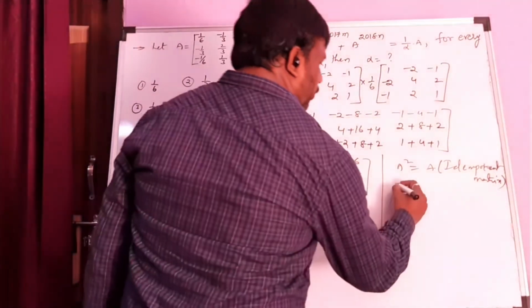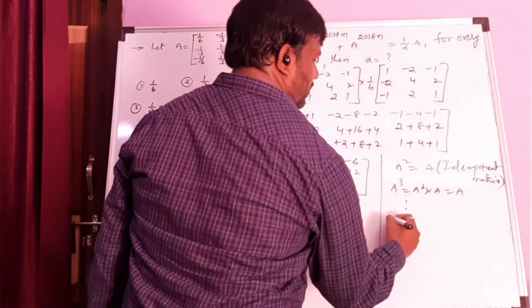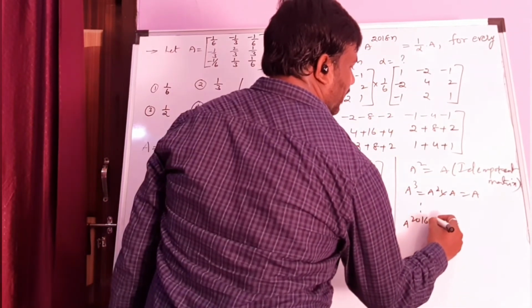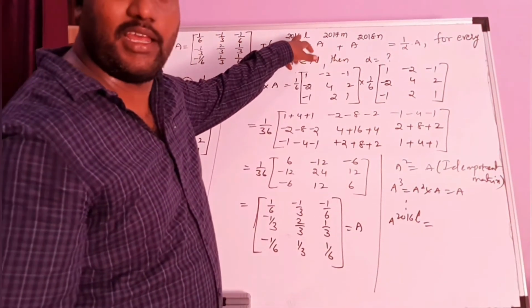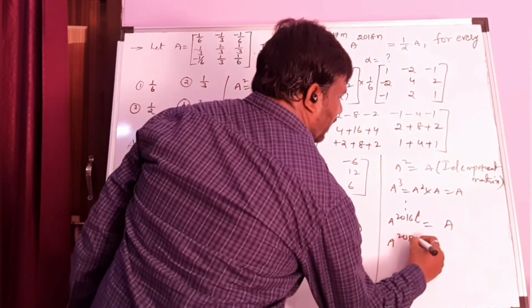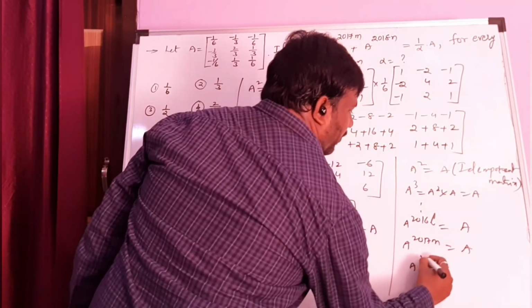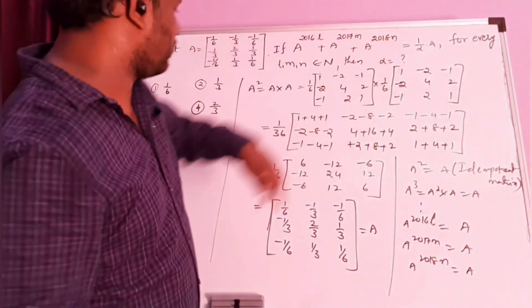So similarly, if you do A cube, that means A square into A, again you get A only. Like this, A power 2016, whatever the natural number is, A power 2016 L, you can directly write A. Similarly, A power 2017 M also you can write A. A power 2018 N you can also take as A. Now you got this. Now substitute here.